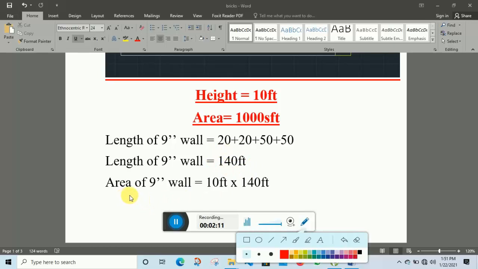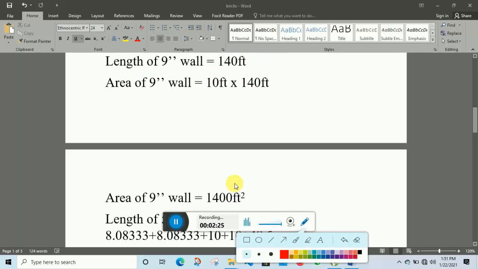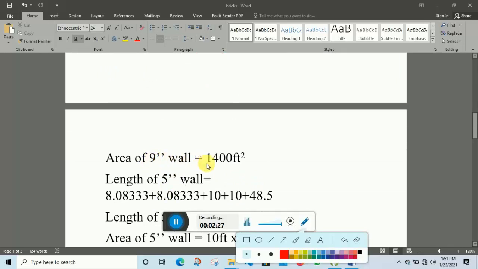So the area of the 9-inch wall: this is the overall length, and to find the area I multiply it by the height. The height given to us is 10 feet, so I multiply these both and we get the overall area. So the area of the 9-inch wall is 1400 square feet. This is the overall area of the plan that is given to us.